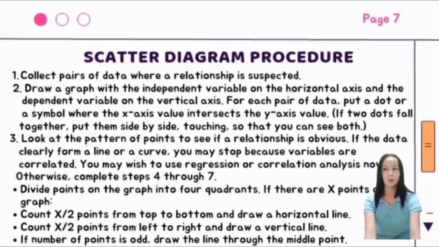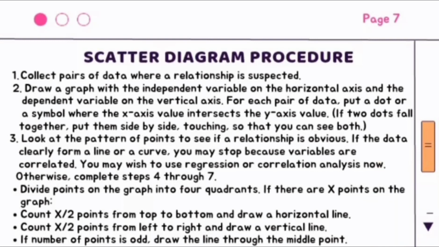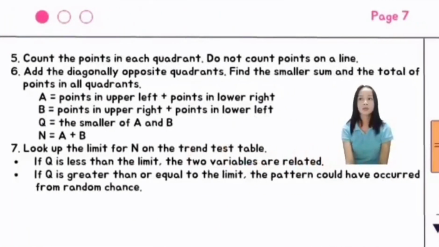Number 4. Divide points on the graph into 4 quadrants. If there are x points on the graph, first, count x/2 points from top to bottom and draw a horizontal line. Next, count x/2 points from left to right and draw a vertical line. And the last one, if the number of points is odd, draw the line through the middle point. Number 5. Count the points in each quadrant. Do not count points on a line.